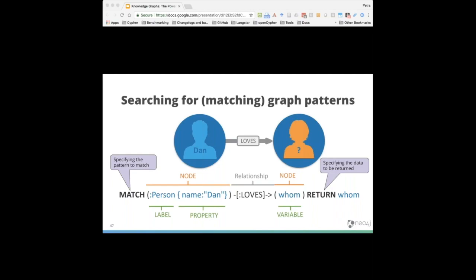And then the actual return statement is pretty much analogous to the SQL select statement, and that essentially just specifies the data to be returned. So in this particular instance, we're just going to return all the node information matching whom. So for example, what this would return to you is the labels of the node, as well as all properties of the node. But we could have also said whom.name, and then what it would have returned is the name value of all nodes returned that fit that pattern.